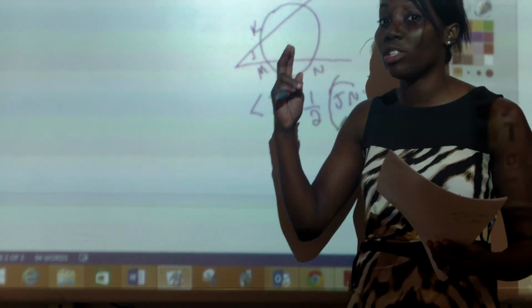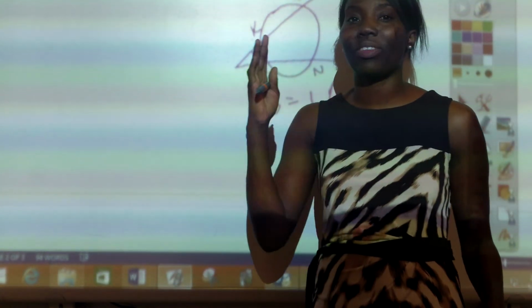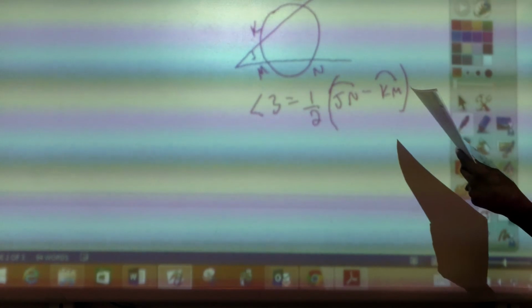Now in a case like this, two secants, two tangents, or a tangent and a secant, remember it's half the difference. So please make sure you study those. And now let's look at some examples.